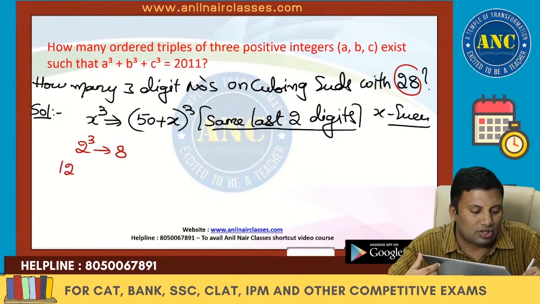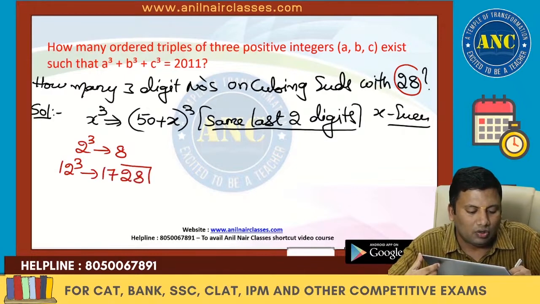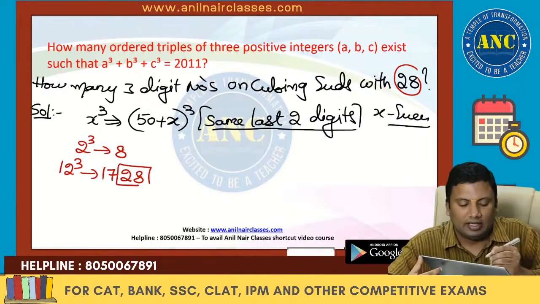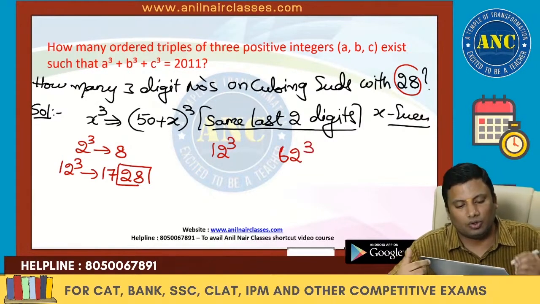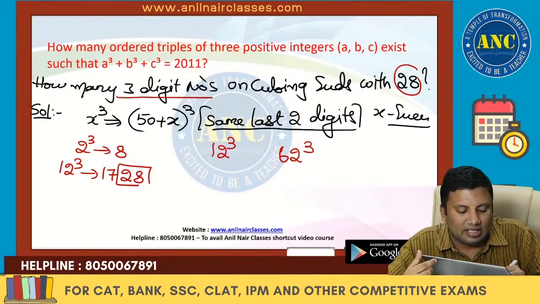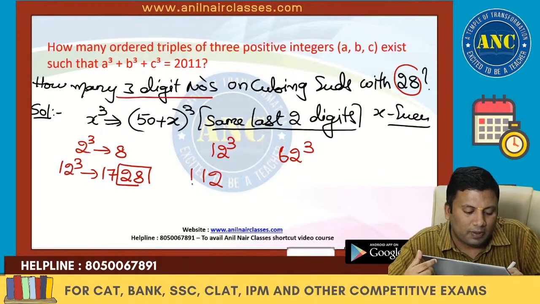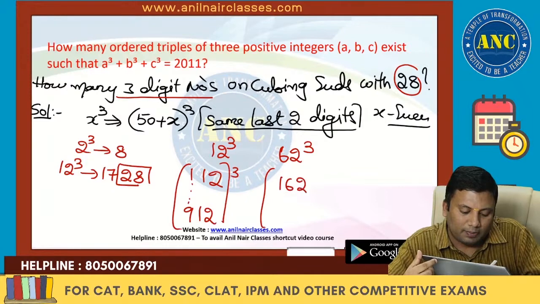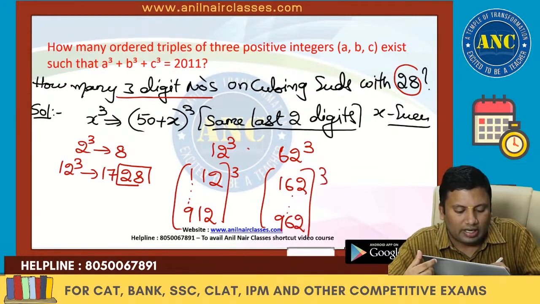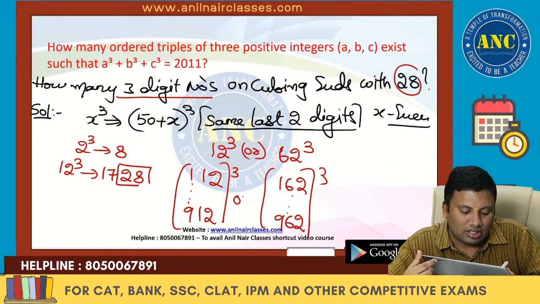The next number is 12. We all know that 12 cube is 1728. Yes, we got 12 cube. What is the next number that will give the same last 2 digits? 62 cube. But he is asking for a 3-digit number. The hundreds place can range from 1 to 9. I hope it is clear. Similarly, here also the hundreds place can range from 1 to 9, so it can be 12 cube or 62 cube.